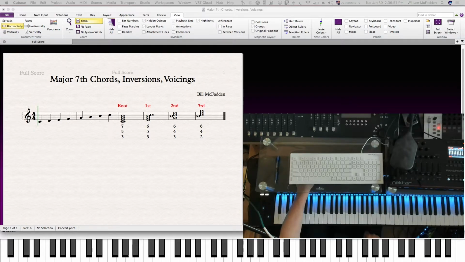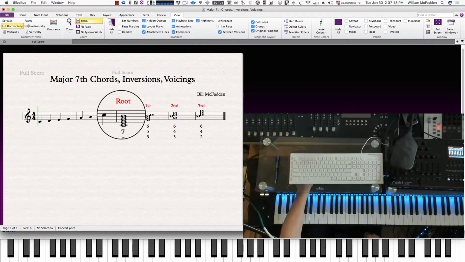And in this video, we're going to take a look at major 7th chords, their inversions, and their voicings. Now, the first chord we'll look at is the C major 7th chord. And the principles involved in the major 7th C chord will be the same for all the other chords and all the other scales.